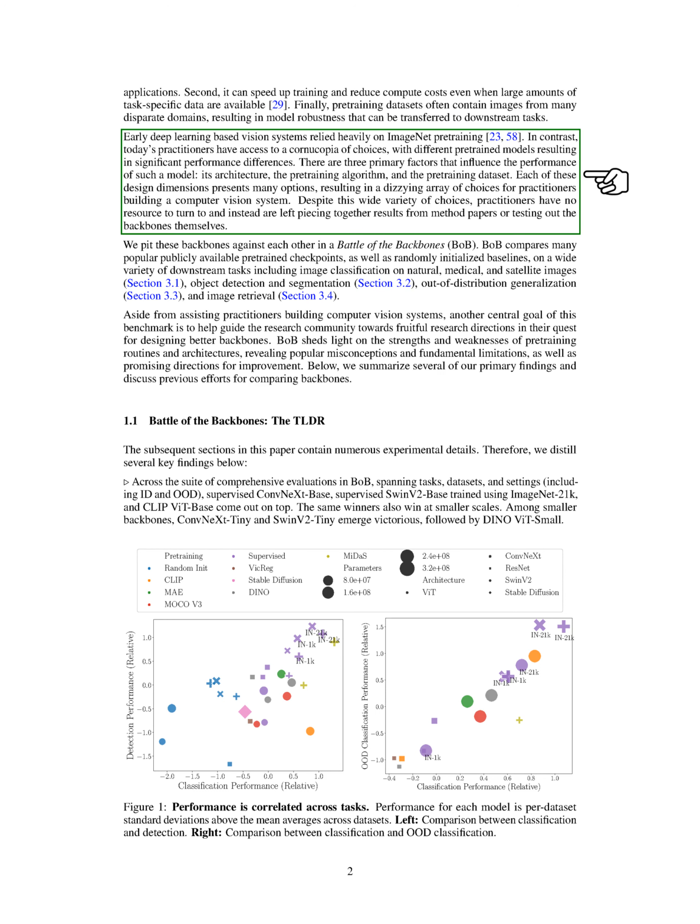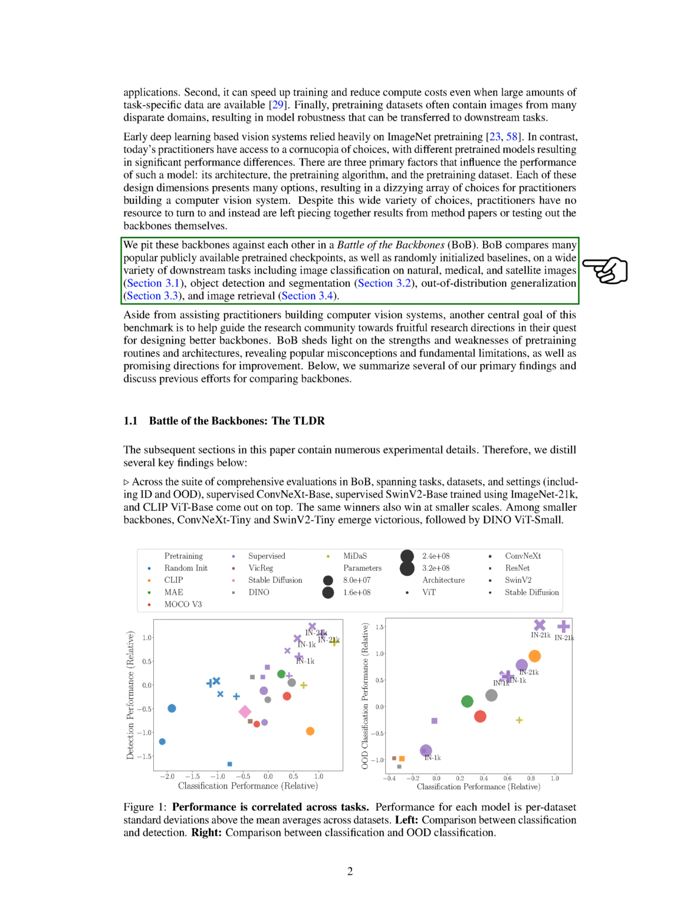In the early days of deep learning-based vision systems, ImageNet pre-training was heavily relied upon. However, today, there are many different pre-trained models to choose from, each with its own strengths and weaknesses. The performance of these models can be influenced by three main factors: the architecture of the model, the pre-training algorithm used, and the dataset used for pre-training. With so many options available, it can be overwhelming for practitioners to choose the right model for their computer vision system. To help practitioners navigate this complex landscape, we've conducted a comprehensive comparison of many popular pre-trained models, which we've dubbed the Battle of the Backbones, BOB.